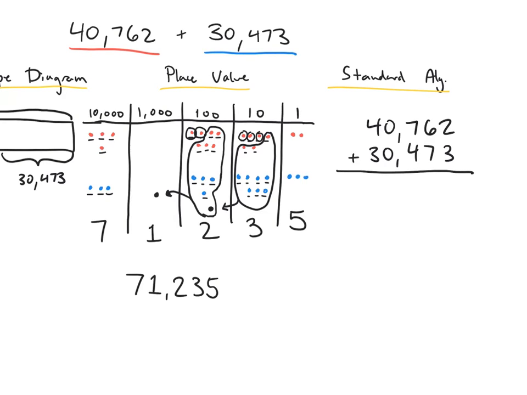And I'm going to start with my ones place. 2 plus 3 ones is 5 ones. 6 plus 7 tens is going to be 13 tens, so I'm going to regroup 10 of those into 100, and I have 3 left. 7 plus 4 hundreds is 11 hundreds, plus the 100 I already regrouped is going to be 12 hundreds. So I'm going to regroup 10 of those into 1,000. 1,000 plus 0 is just 1,000. And then 4 10,000s plus 3 10,000s is 7 10,000s.